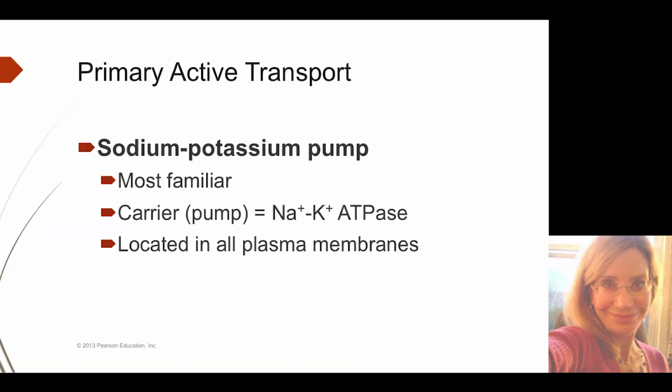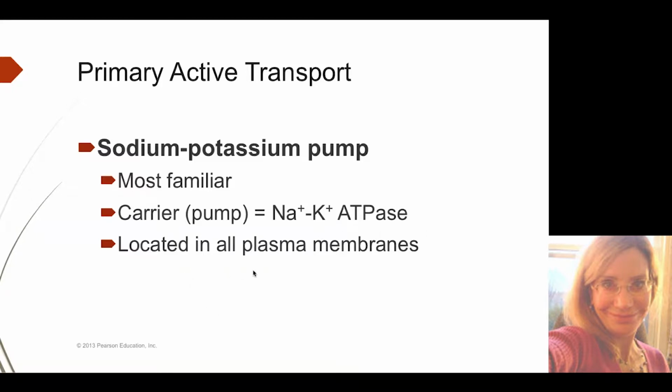Primary active transport. A great example of this is the Sodium-Potassium Pump. It's the most familiar, and we will be talking about this when we get to muscle contraction and the conduction of nerve impulses in the nervous system. The carrier, or the pump, is actually called the Sodium-Potassium Pump, and the enzyme that it uses is the Sodium-Potassium ATPase that hydrolyzes ATP to provide the energy for this pump to function.